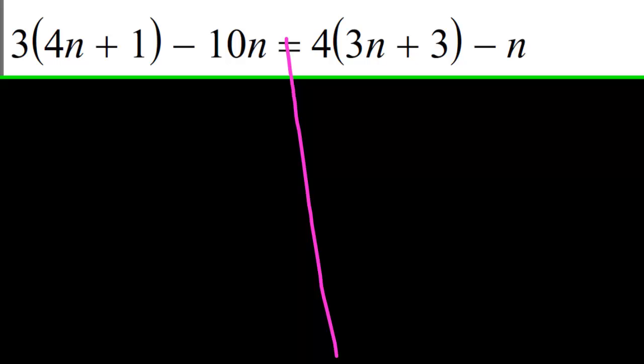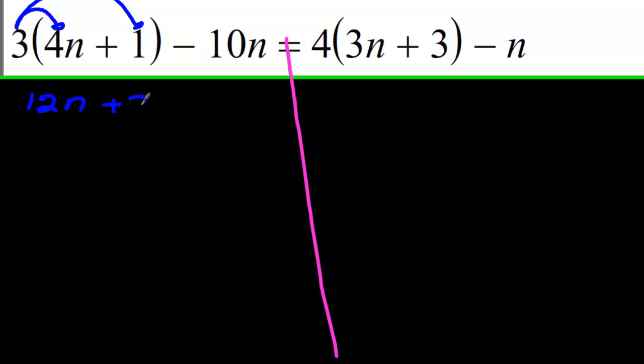So first thing you gotta do is make sure that all your parentheses are gone. Alright? All those need to be gone. So first we have to multiply this. 3 times 4 is 12n. 3 times 1 is 3. Alright? You're gonna carry out this negative 10n.